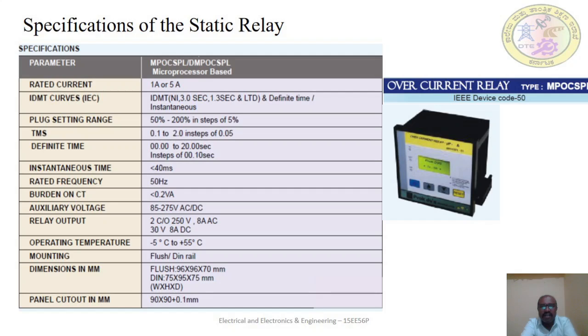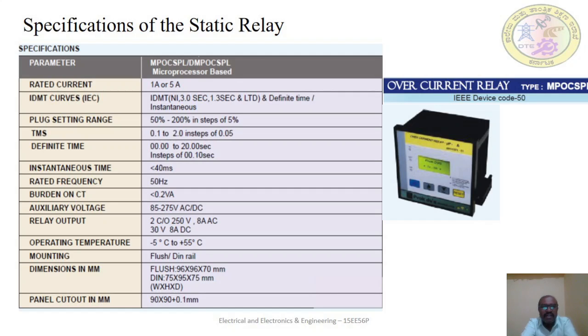Next, if you saw the over voltage relay and under voltage relay in the previous slide, in the next slide you can see the static relay. The microprocessor based relay you can see in the diagram. You can use this diagram also. It is made by a company, Proc Devices.